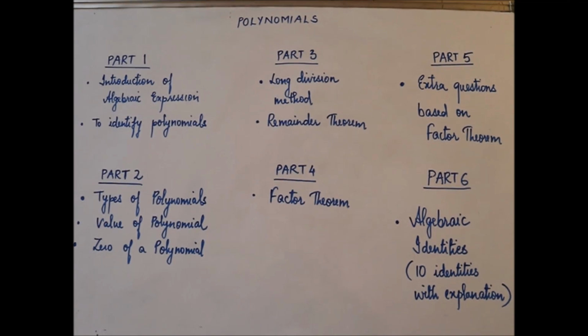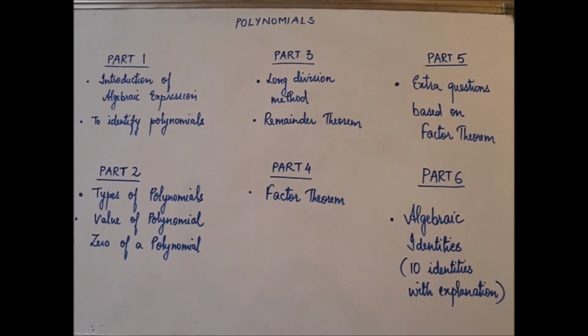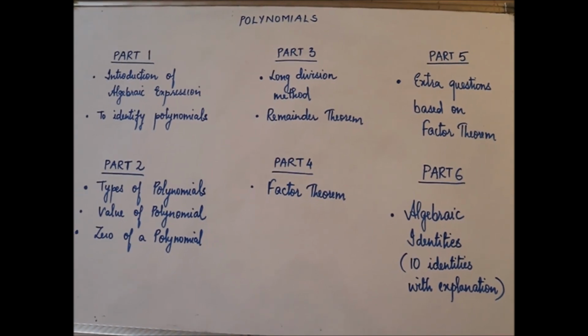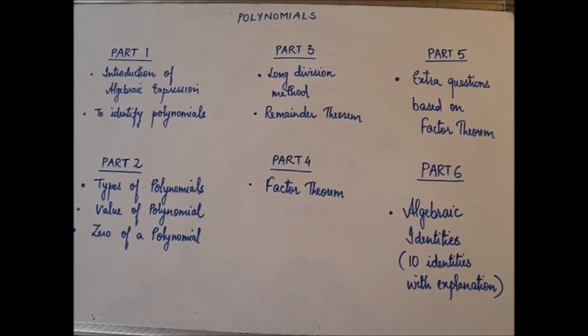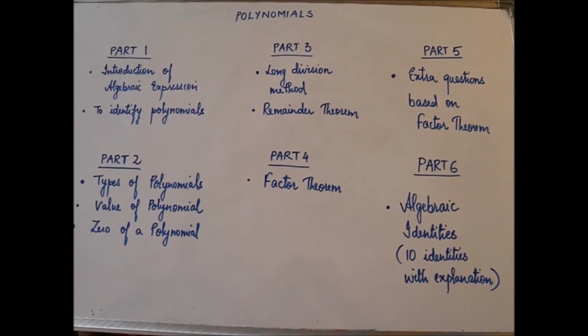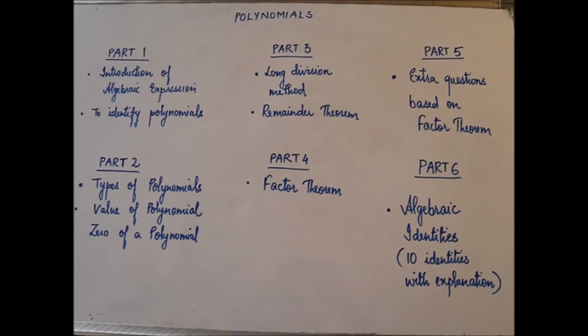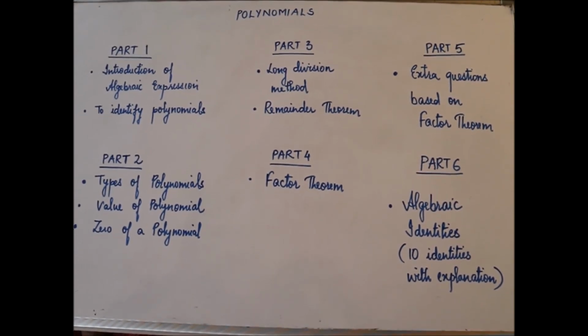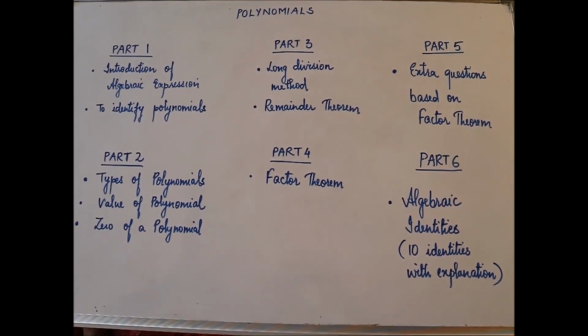In part 3, we will learn long division method and the remainder theorem. Part 4, we will be learning factor theorem and we will do examples from textbook. Part 5 will cover extra questions based on factor theorem. Part 6, we will learn algebraic identities. In that, we will be covering 10 identities with explanation.